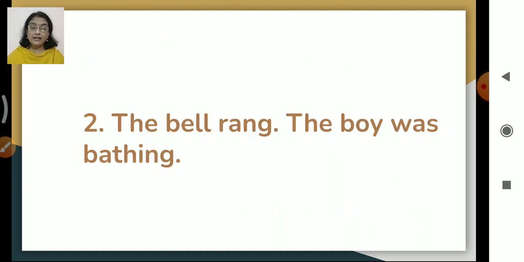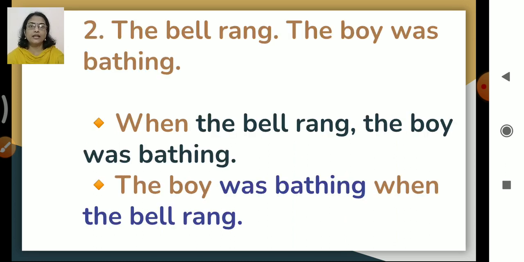Okay. Let's do the second one. The bell rang, the boy was bathing. So again, in the beginning we used when. When the bell rang, comma, the boy was bathing. Right? We removed the full stop, added comma, and we joined the sentence. Now the second one. The boy was bathing when the bell rang. Right? We interchanged the sentences here, their place. The boy was bathing when the bell rang.